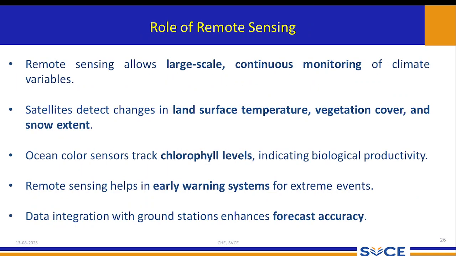Role of remote sensing. Remote sensing allows large-scale continuous monitoring of climate variables. Satellites detect changes in land surface temperature, vegetation cover, and snow extent. Obviously, the satellite is very helpful for many things. Okay, it also measures the temperature, vegetation cover, as well as the snow extent. Ocean color sensors track chlorophyll levels, indicating biological productivity. Remote sensing helps in early warning systems for extreme events. Okay, data integration with ground stations enhances forecast accuracy. Okay, this all will help you, and why we need to do all this is for our protection.